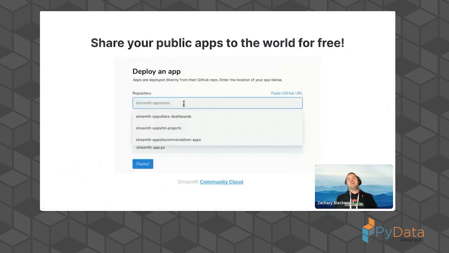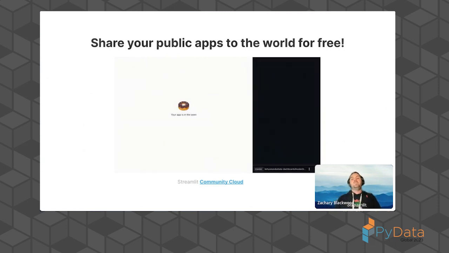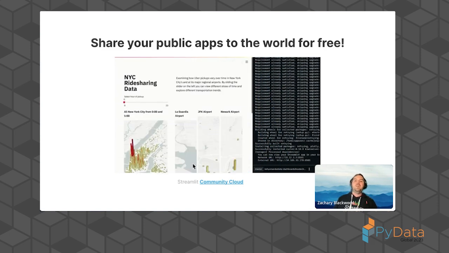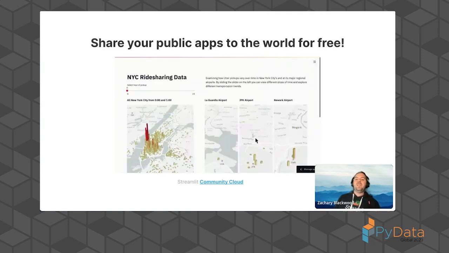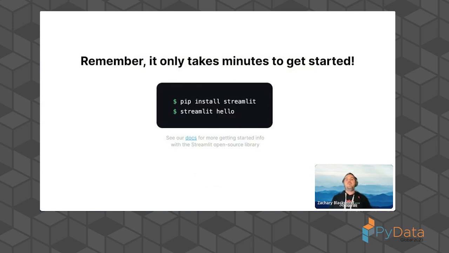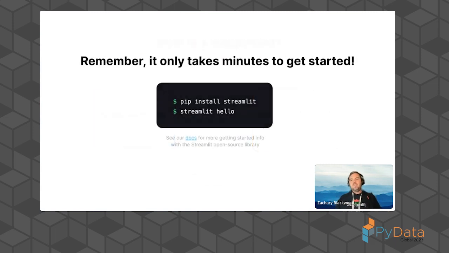Another thing that Streamlit has for you is a place to host your apps for free. It's called Community Cloud, and you can take your app that's in a GitHub repo, and with a few clicks, you can have it hosted in a place you can share with the world. But if you want to just get started locally, you pip install Streamlit and run the Streamlit hello.